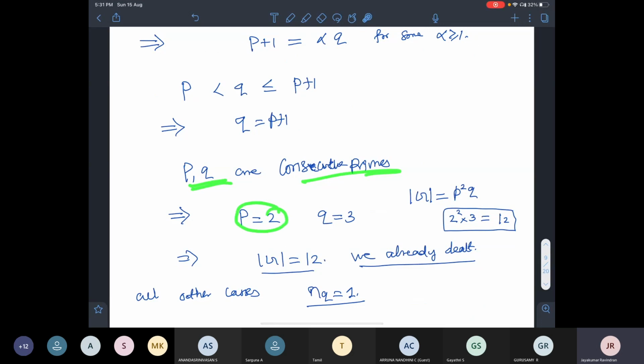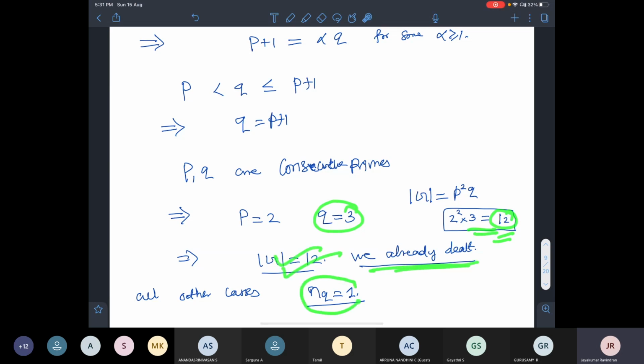The only option is p equal to 2, q equal to 3. That means g has order 12, and we know that we already dealt with the 12 case. So that is not simple. In all other cases, nq is 1.